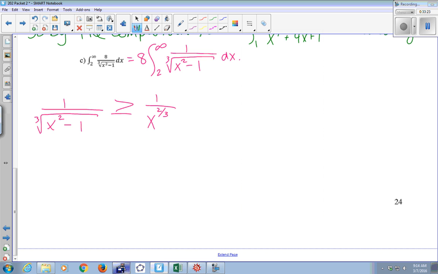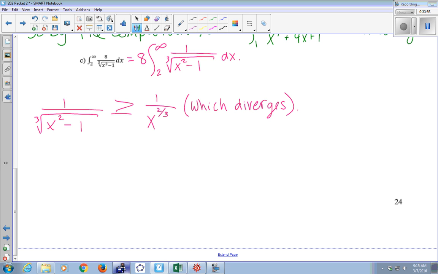All right, what is the behavior, convergence or divergence, of 1 over x to the 2/3? It diverges, right? That's 1 over x to the p, and p is smaller than 1. So this diverges. So my integrand is bigger than something that diverges. It's bigger than something infinite. It has to also be infinite.